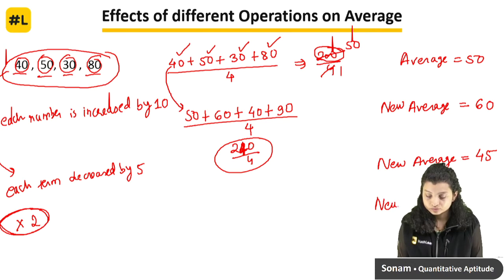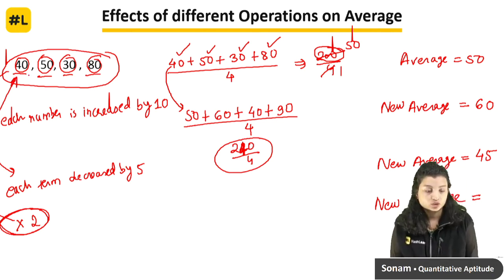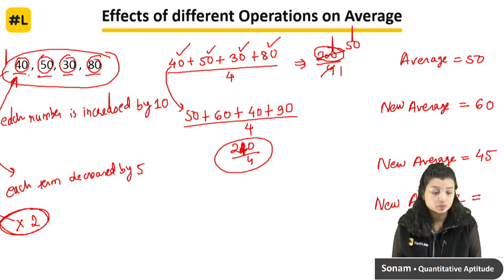what will be the new average? Each original term, I am talking every operation on this. Okay, so each number is multiplied by 2, what will be my new average?